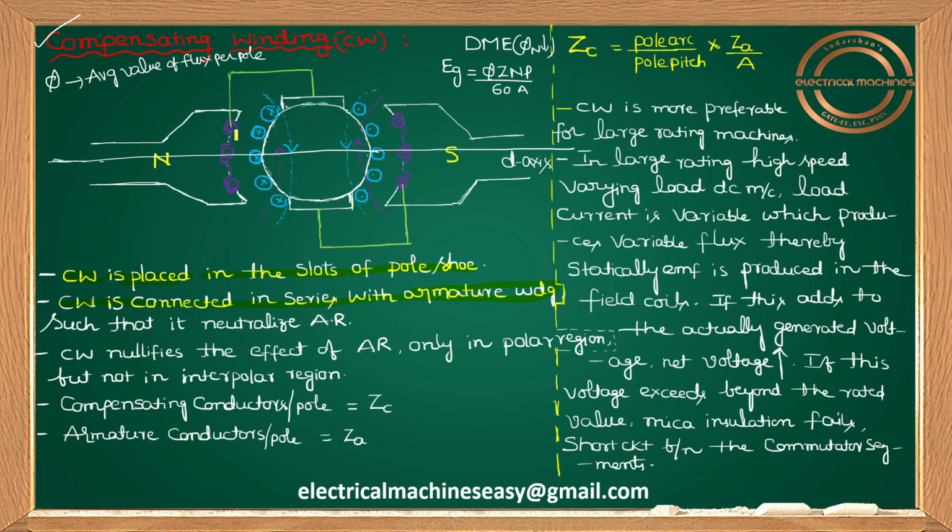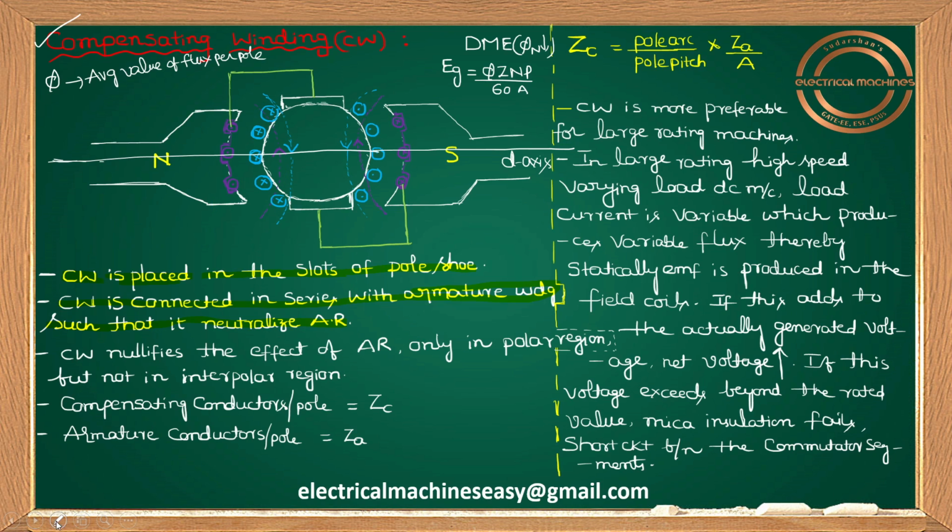Because of this compensating winding current, whatever flux you get has to oppose your armature flux. So you have to make some arrangement here such that it neutralizes armature reaction. I told you already, because of armature flux only we are getting armature reaction. Under the north pole, the direction of armature flux is clockwise, so whatever flux is due to the compensating winding should be in the anti-clockwise direction.